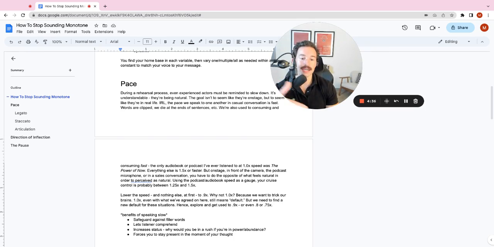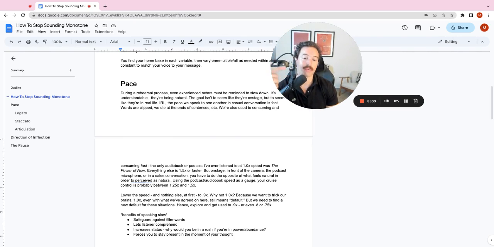So using the podcast or audiobook speed as a gauge, your cruise control for speaking, your pace right now, is probably somewhere between 1.25 and 1.5x. So the first thing we want to do is lower the speed, and nothing else at first, to 0.9x. Why not 1.0x?